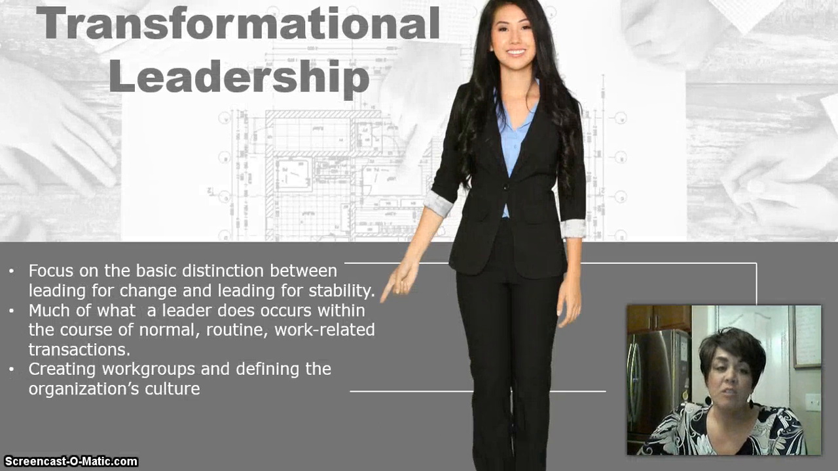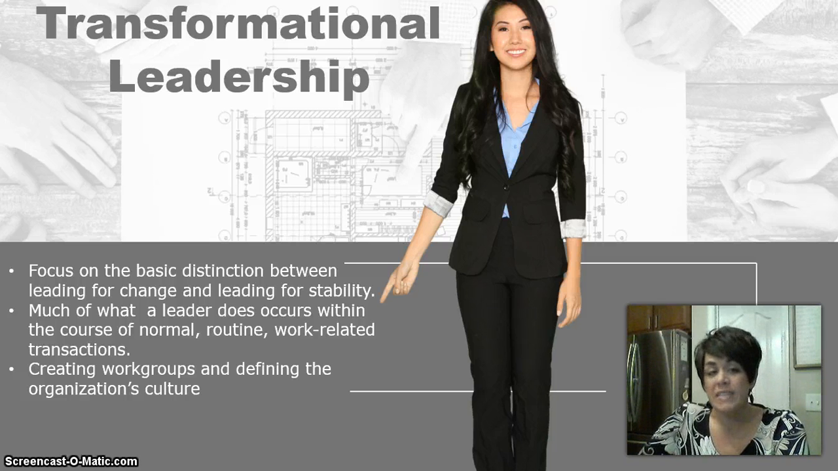In transformational leadership, there is a focus on the basic distinction between leading for change and leading for stability. Much of what a leader does occurs within the course of normal, routine, work-related transactions. That creates work groups, and it helps define the organizational culture.